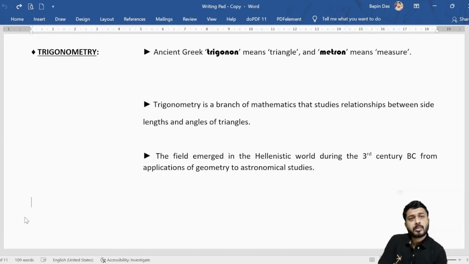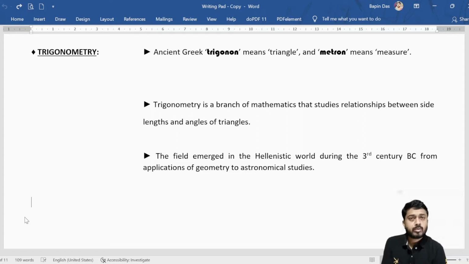It is a very important part of mathematics. This basically emerged in the Hellenistic world during the 3rd century BC from applications of geometry to astronomical studies, right? So this is quite old, you can easily understand.